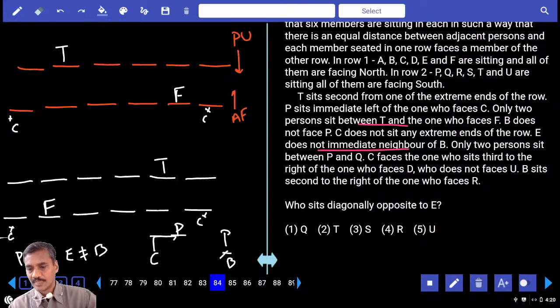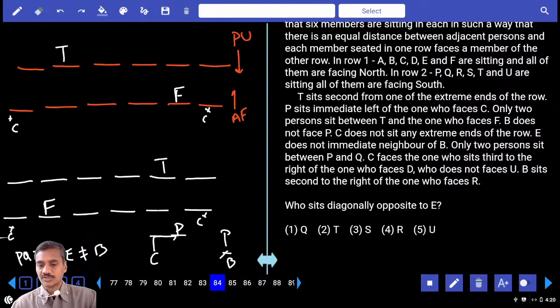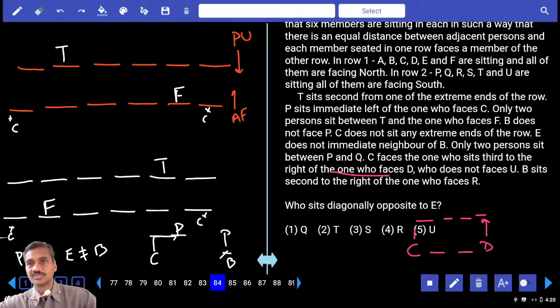The next one: C faces the one who sits third to the right of the one who faces D, D who does not face U. Now this is the crucial information we have. Then C is facing whom? C is facing a person, and that person is seated third to the right of the one who is facing D. That means D's opposite, third right-hand side, is the person C faces. That means 2 persons must be between C and D, and C is third to the left of D.